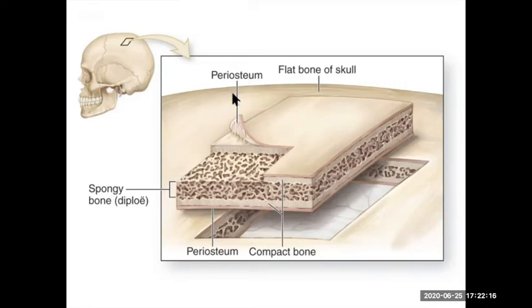Remember, periosteum was that dense, irregular connective tissue, right? That's covering the bone right there. So you have that fibrous layer. Remember what that looks like? Dense, all that collagen covering the bone on both sides, right? So you got dense irregular, compact bone, spongy bone, compact bone, dense irregular, for any bone. This just happens to be a piece of your skull bone.